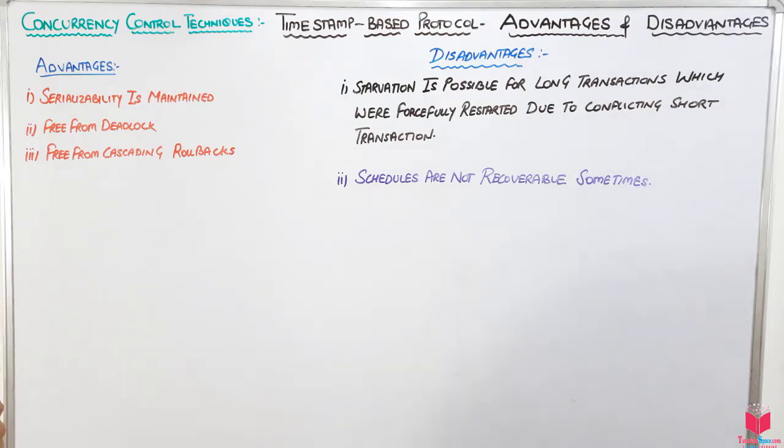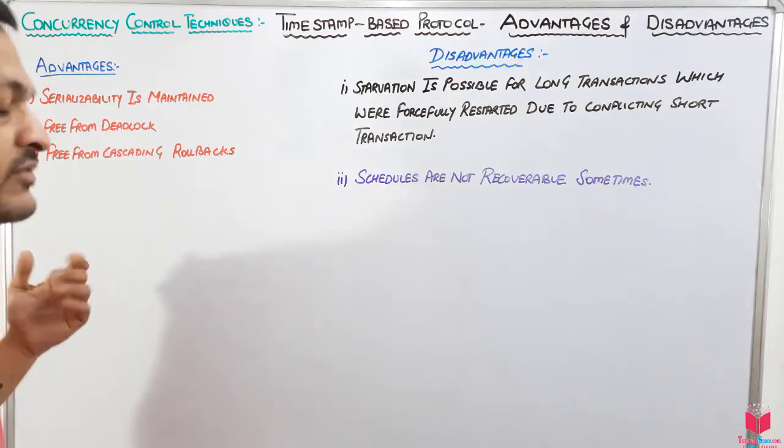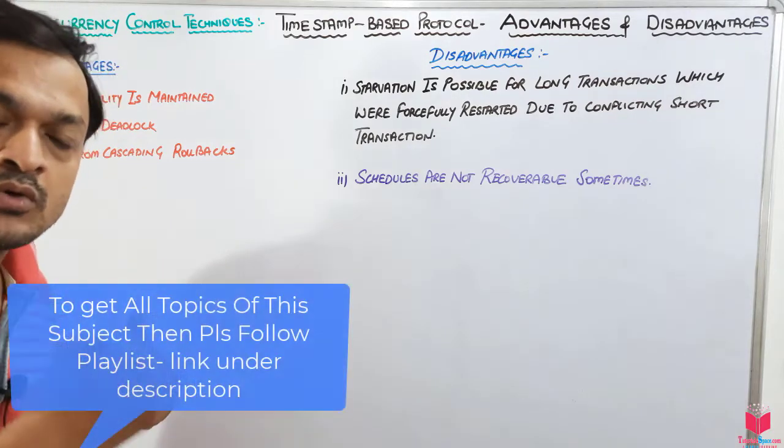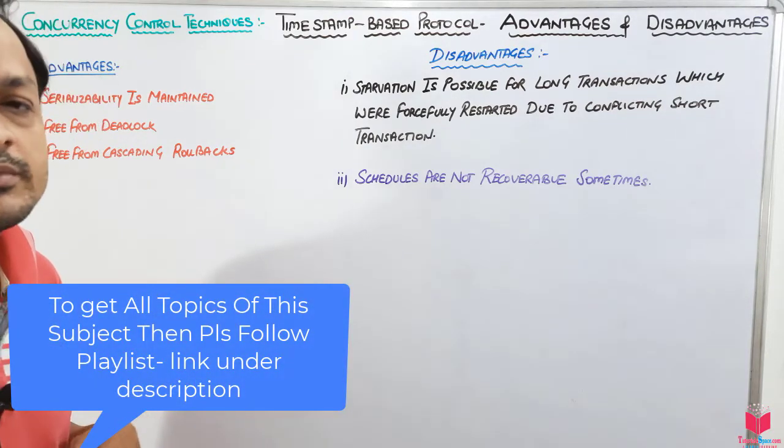It is free from cascading rollbacks, because if we use the commit statement at the last, then it is free from cascading rollbacks.